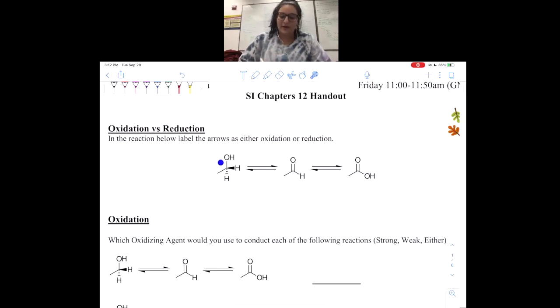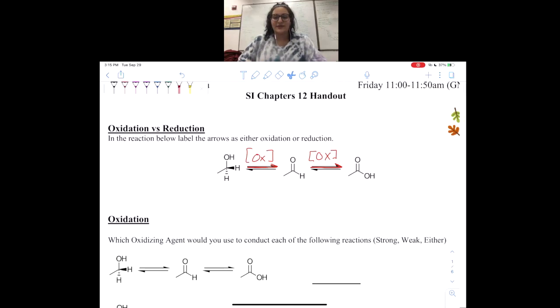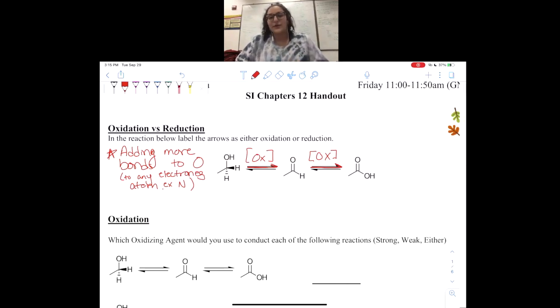When we go from an alcohol to an aldehyde, that is going to be oxidation, which I will write as ox. And we know that going from an aldehyde to a carboxylic acid is also going to be an oxidation reaction. So the definition for an oxidation as far as this class goes is when you add more bonds to the oxygen or to any electronegative atom such as nitrogen, phosphorus, sulfur, anything like that. But as far as this class goes, we're just going to stick to nitrogen and oxygen.